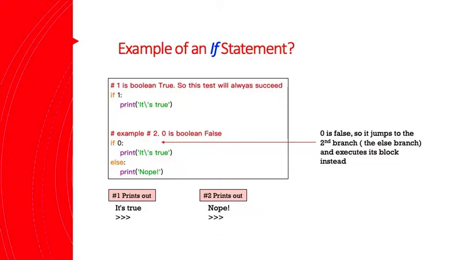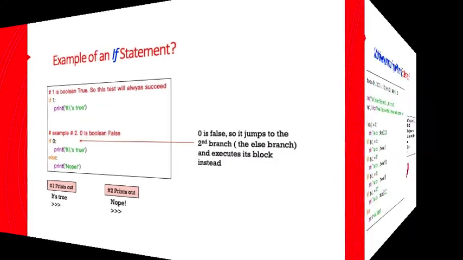Now let's look at the second example. 0 is Boolean false. So if 0, print it's true, else print nope. So we know that if 0 will not evaluate to true, so that block won't succeed and get printed out. So we're forced to go down to the else statement, and that's what gets printed out.